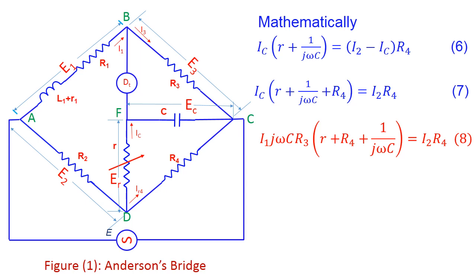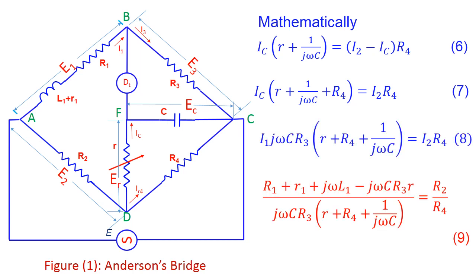Substituting the value of IC from equation 2 into equation 7, we get I1 into j omega C into R3 into lowercase r plus R4 plus 1 upon j omega C equal to I2 into R4. On dividing equation 5 by equation 8, we get R1 plus lowercase r1 plus j omega L1 minus j omega C R3 into r divided by j omega C R3 into lowercase r plus R4 plus 1 upon j omega C, which is equal to R2 upon R4.